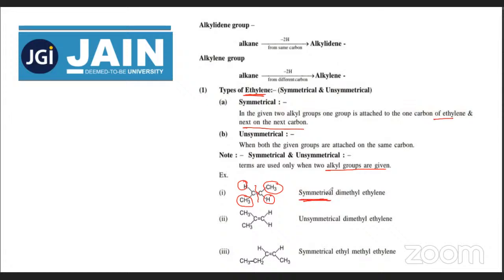Why is it symmetrical? Because the groups attached to the carbons on either side are the same. But here, on one carbon we have two CH3 attached, on the other carbon we have two H attached. So it becomes unsymmetrical. This situation where you have the groups on the opposite side, we'll study later, will be known as trans, and if they are on the same side, that is known as cis. Okay, so we'll come to that cis and trans later. Not to get confused here.